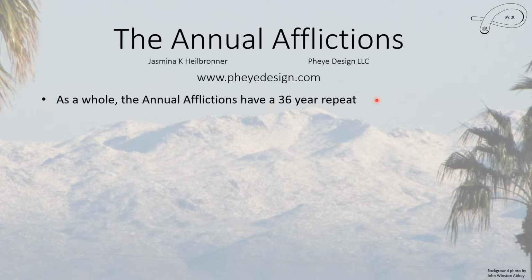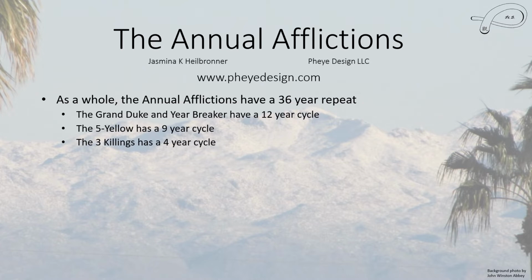So the annual afflictions all together, every single one, they have a 36-year repeat. The Grand Duke and Year Breaker have a 12-year cycle. The 5 Yellow has a 9-year cycle, and the 3 Killings has a 4-year cycle. Now, the least common denominator of these three numbers is 36, and that's where you get the 36-year repeat.